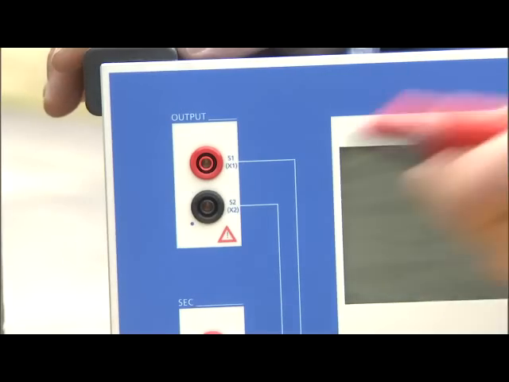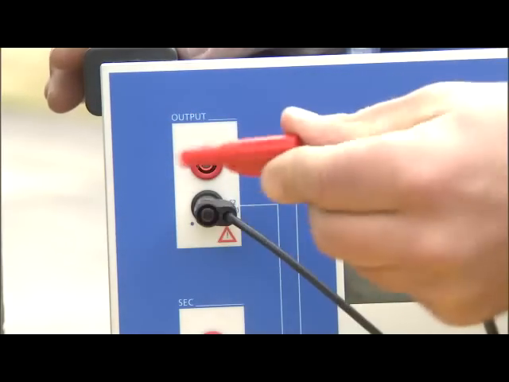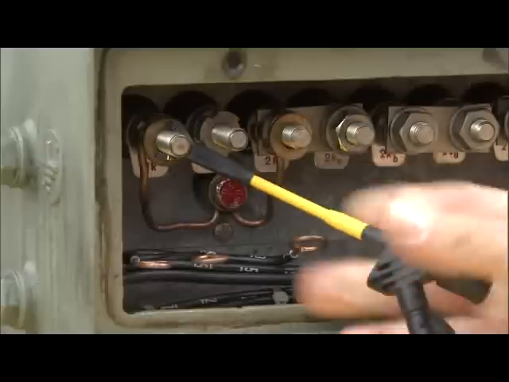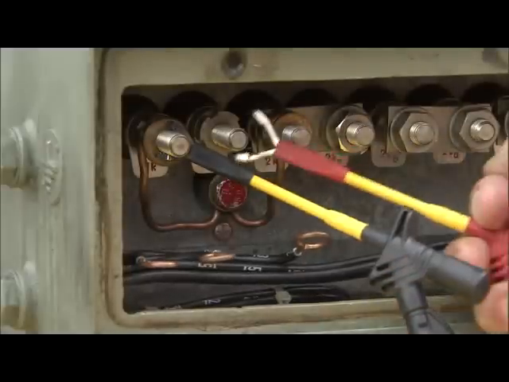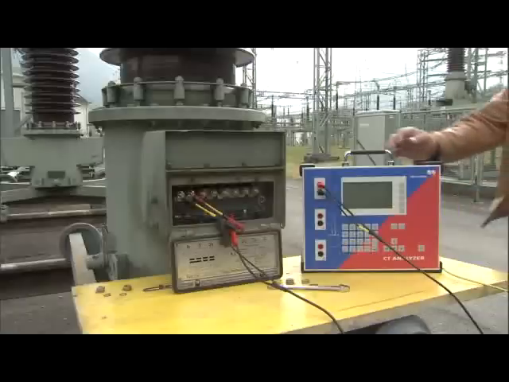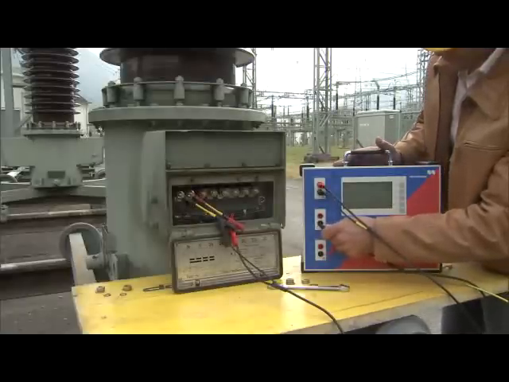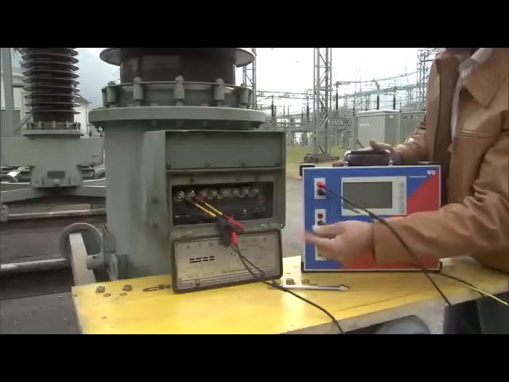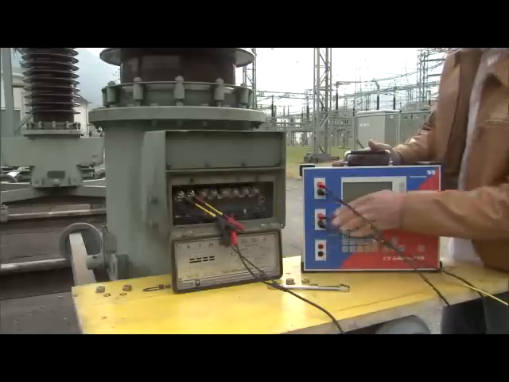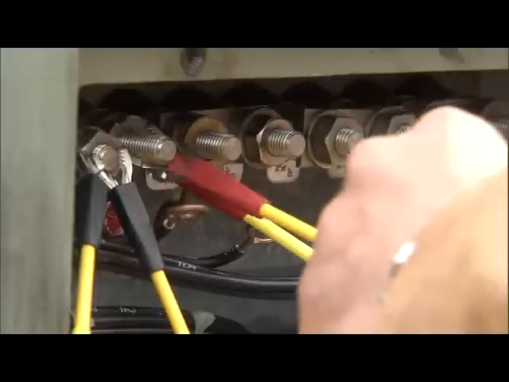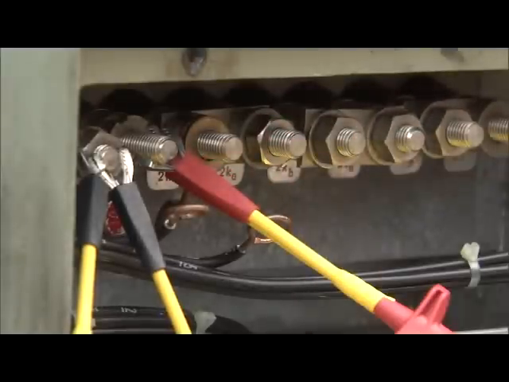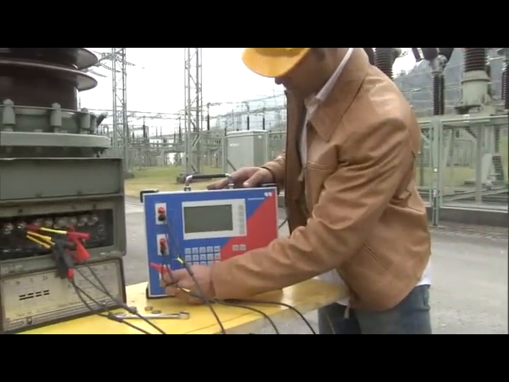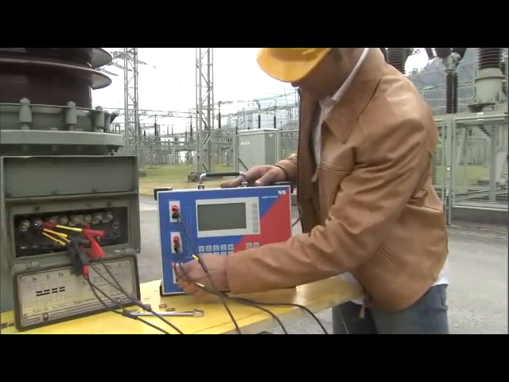The generator outputs of the CT analyzer are connected to the secondary winding of the current transformer. The 4-wire measurement method yields the most accurate results. To compensate for the voltage drop across the leads and terminal contacts, a measurement input is connected to the secondary terminals of the current transformer. The required measurement accuracy is achieved with the coaxial cable and clamps supplied.